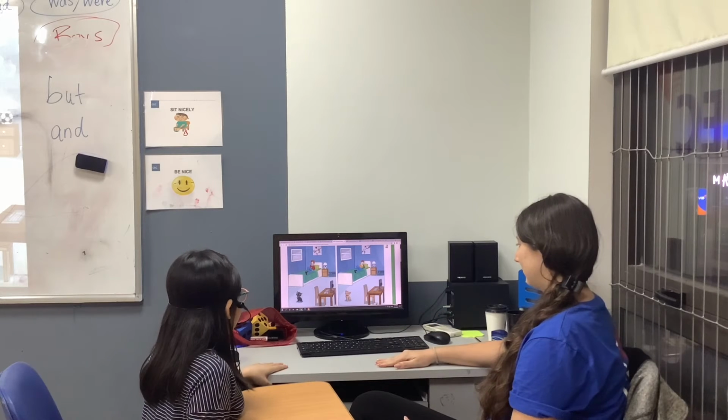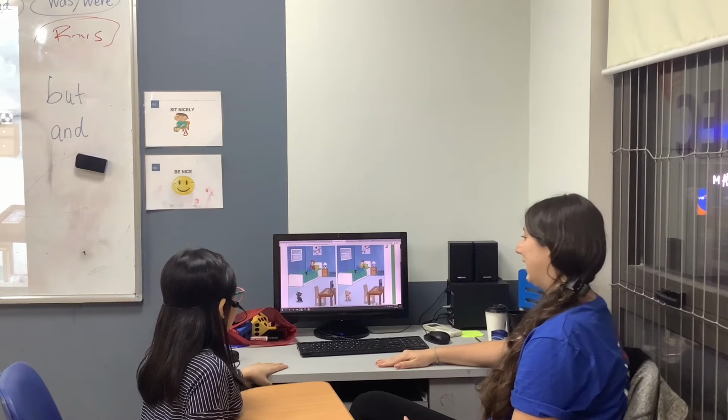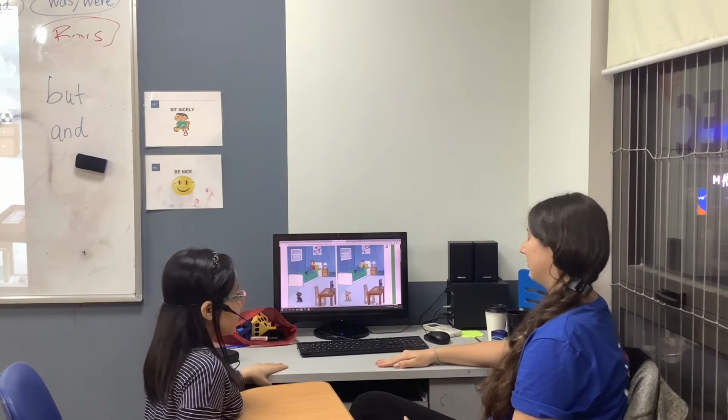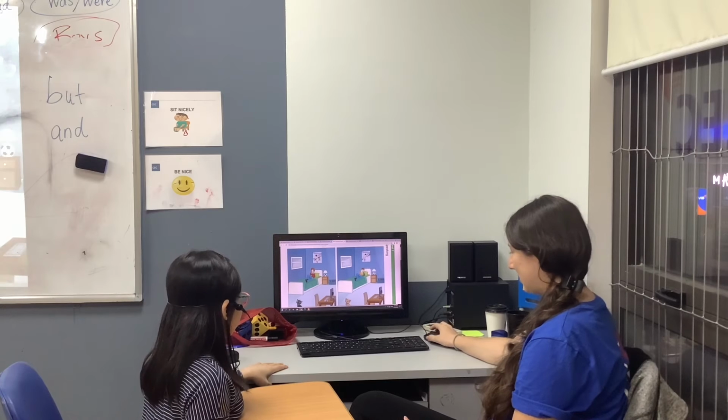In picture one, the boy is listening to music. Listening to music. But in picture two, the boy is reading. Mm-hmm. Anything else?